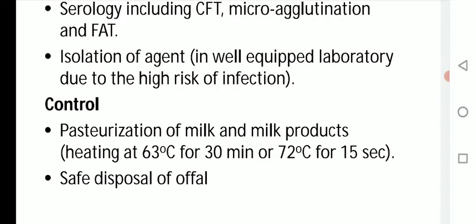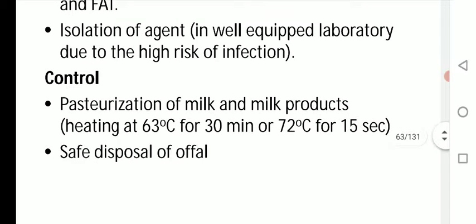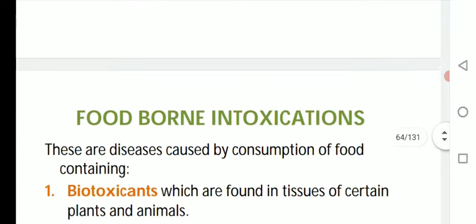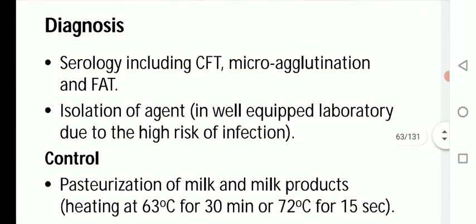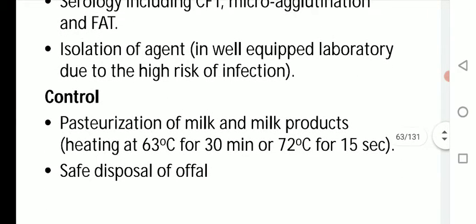And in case of control measures, pasteurization of milk and milk products. Pasteurization is the best method to eradicate this pathogen and to avoid this disease. Heating of milk or milk products at 63 degrees Celsius for 30 minutes or 72 degrees Celsius for 15 seconds. So, these are different pasteurization methods that are commonly used for eradication of this pathogen, along with safe disposal of offal. These are different methods by which we can control Q fever causing foodborne infection.